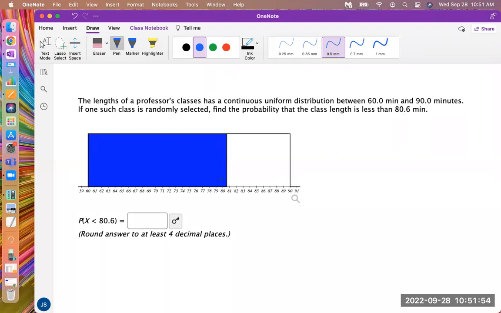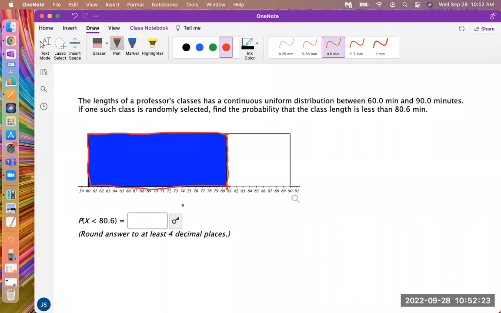that corresponds to the area that's along the x-axis less than 80.6. So here's like 80.6 right here. It's about right here between 80 and 81. We have to find the area under the curve, and the curve really is a straight line here that is less than that 80.6. So it's the area of this rectangle.